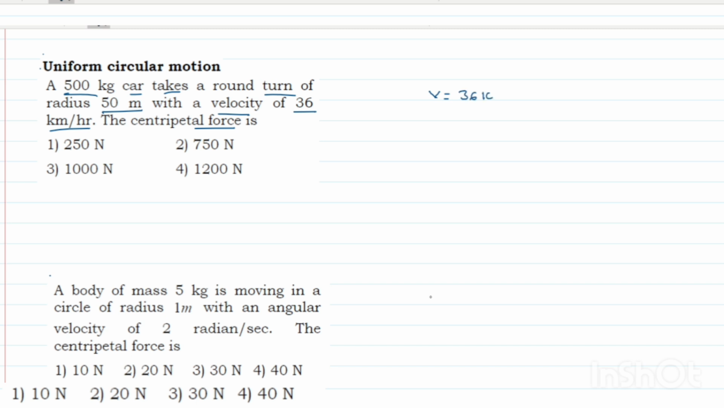So this is kmph, kilometer per hour. You need to convert 36, where 1 kilometer per hour equals 5 by 18 meter per second. So 36 into 5 by 18 we will be getting as 10 meter per second.